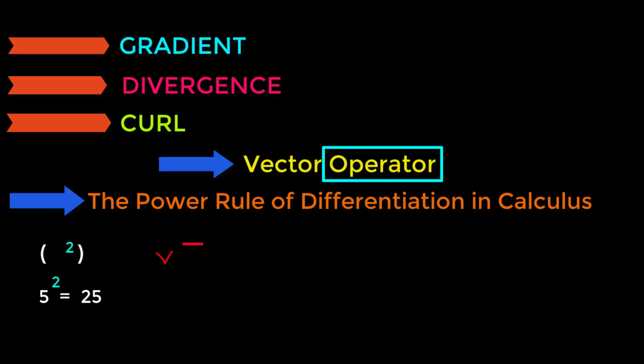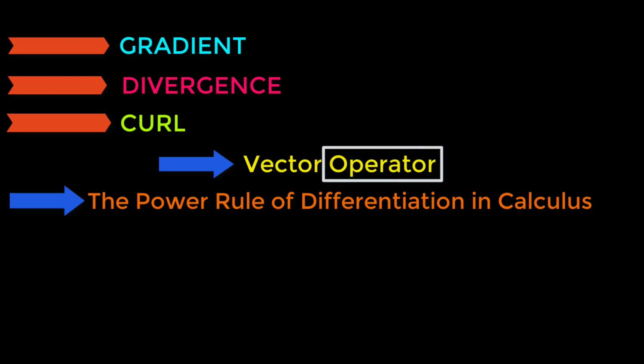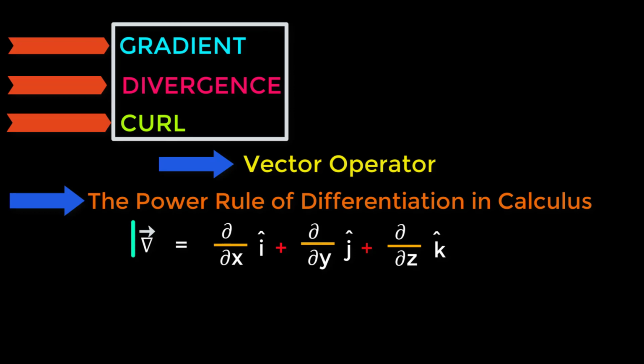For the same reason, square root, cube, sine, cos, tan, log, etc. are called operators. Now we know what an operator is. Similarly, vector calculus has a fixed operator which is called the vector operator or vector differential operator. We express the vector operator like this. The name of this symbol is nabla or del. Again, this nabla can be expressed like this: vector operator equals ∂/∂x i cap plus ∂/∂y j cap plus ∂/∂z k cap. These three quantities are formed with the help of this operator.